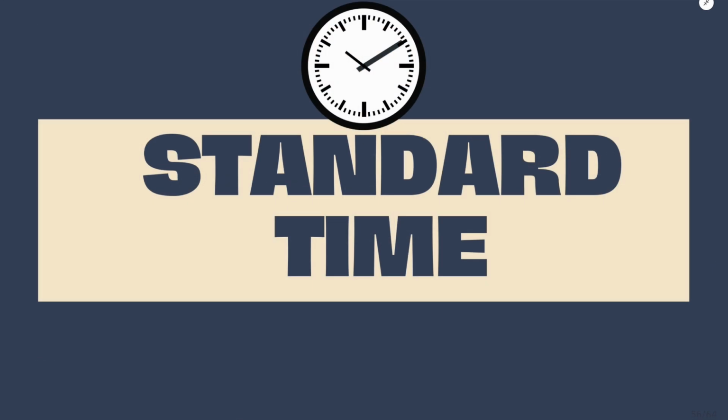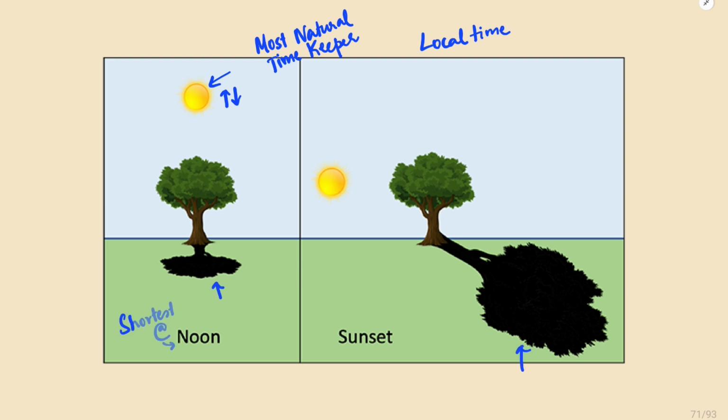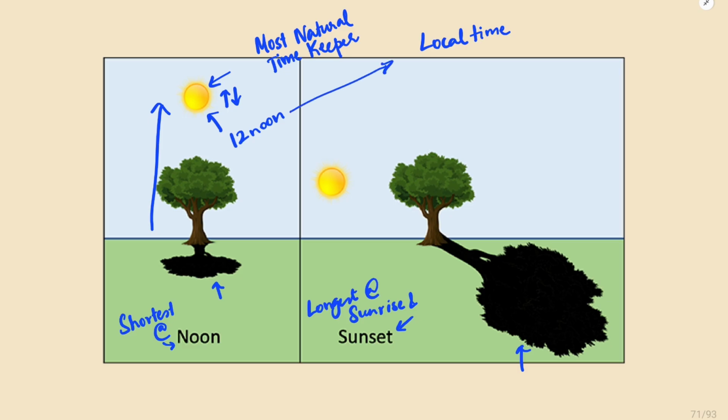Now let's explore the concept of time zones and standard time. The sun rises and sets regularly each day, making it the most natural timekeeper throughout the world. Local time at any place can be determined by observing the shadow cast by the sun, which is shortest at noon when the sun is at its highest point, and longest at sunrise and sunset. At any place on the earth, a watch can be set at 12 noon when the sun is at the highest point in the sky. This time is called local time, which varies from place to place.